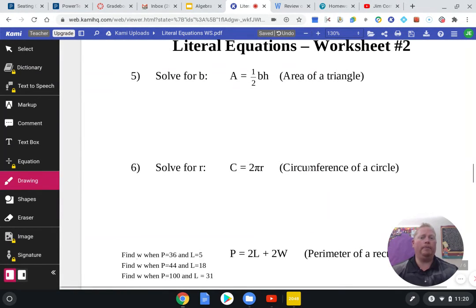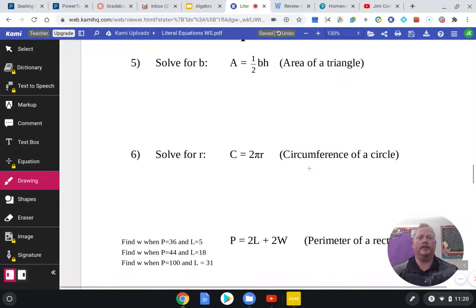Now, one application of literal equations is formulas. We use formulas all the time in physics, chemistry, geometry. And so what we're going to do is take some very common formulas and rearrange them to get a specific letter all by itself. So on this question, solve for b, area equals 1/2 base times height. That's the formula for the area of a triangle.